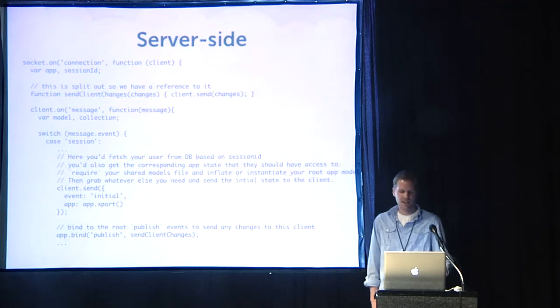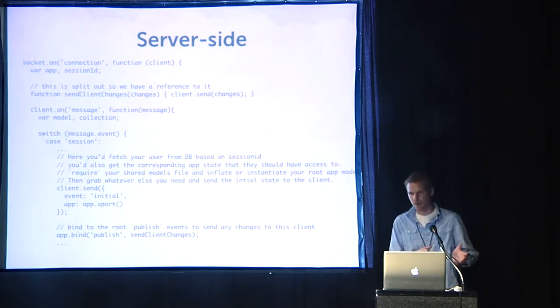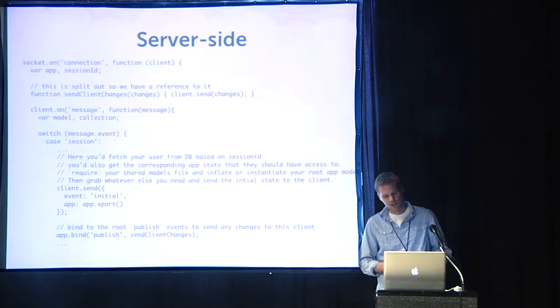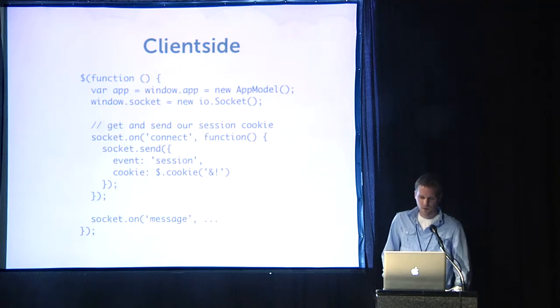So basically, you get this session event from the client, and you go fetch your user in the database, and whatever the corresponding app state is for that particular user, and then you just serialize the thing and send it out. And also you bind the changes for that publish event on that state for that client. On the disconnect, you unbind it. So it's fairly simple stuff, but it works quite well.